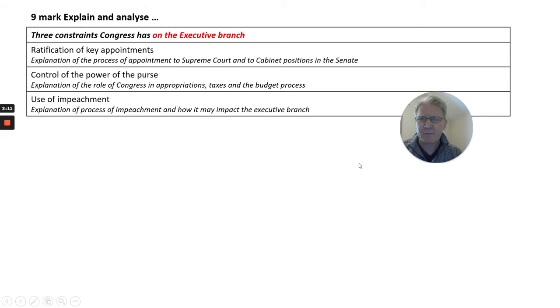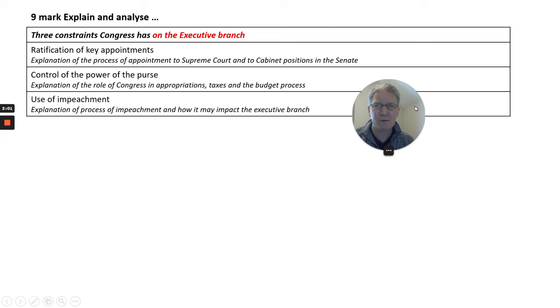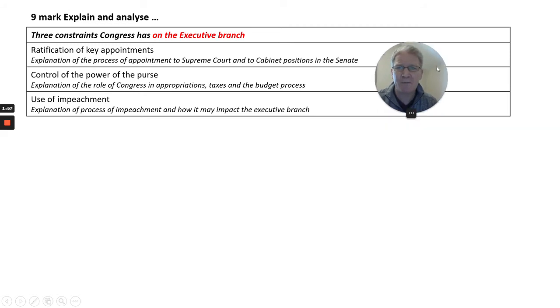And it is 3 constraints Congress has on the executive branch. You've got so many you can use here. I've chosen 3, which are ratification of key appointments, control of the power of the purse, and the use of impeachment. And that's because it's so relevant at this moment in time. So if we think about the first one, ratification of key appointments, we have, of course, Biden's cabinet being chosen at this moment in time, the role of the Senate in that. We've also had some significant judicial appointments from recent times. So there's some good examples to back that up and the significance of it in terms of your analysis.